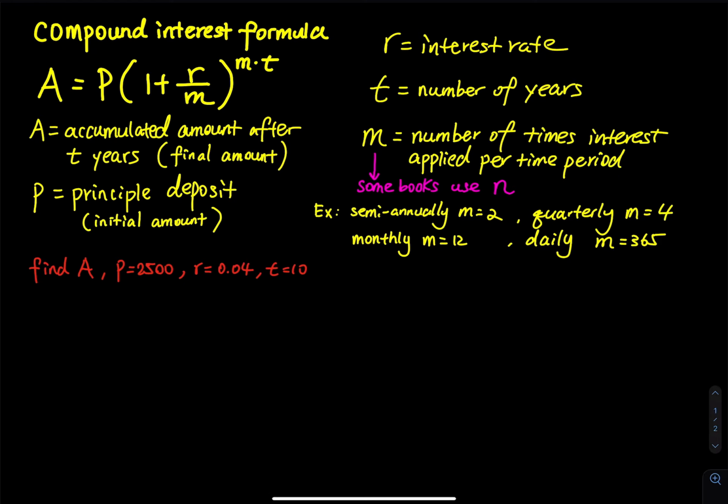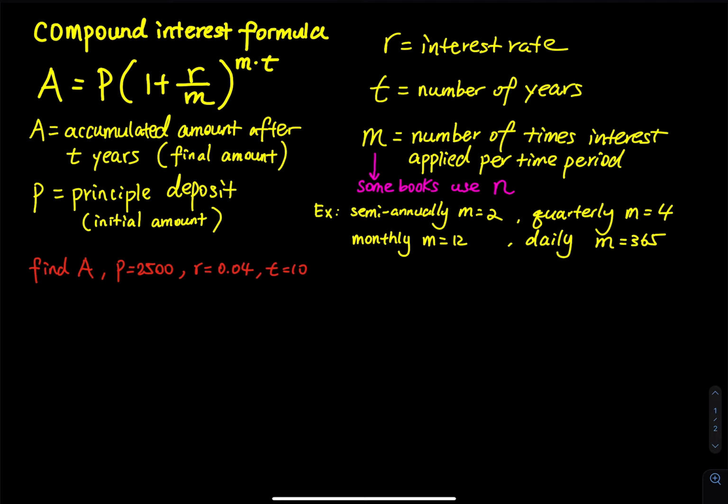I want to emphasize that some textbooks use m and some textbooks use n. So what does that mean? The number of times interest is applied. Let's say they calculate the interest semi-annually. There are 2 half years in 1 year, right? So that's why m equals 2. There are 12 months in a year, so monthly is m equals 12. There are 4 quarters in a year, so m equals 4. And if they decide to compound the interest daily, then m equals 365.